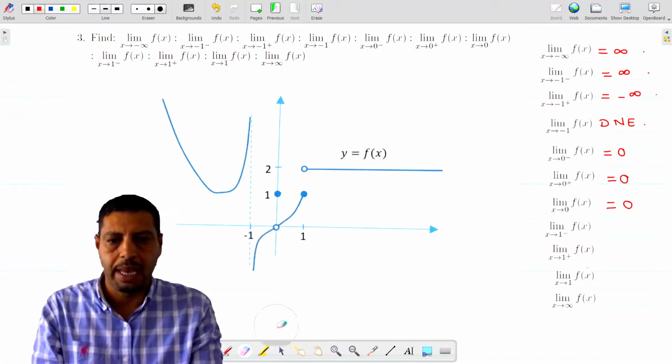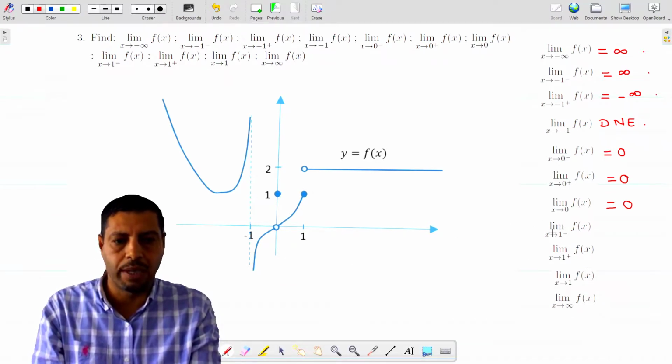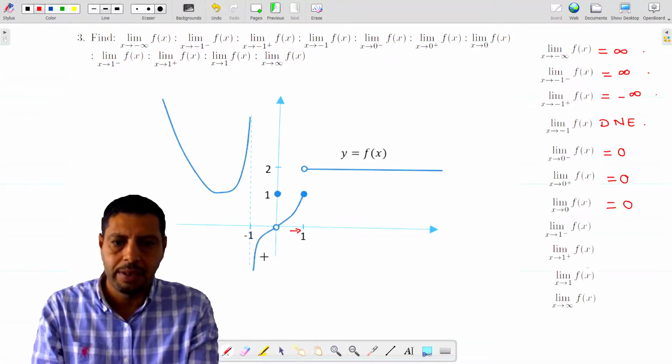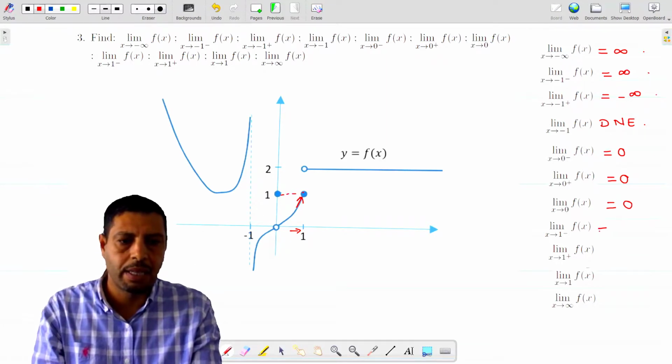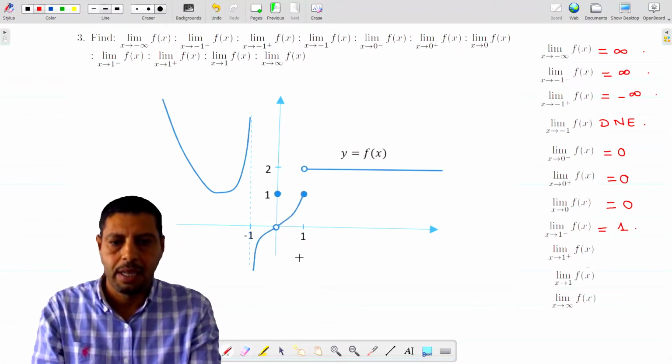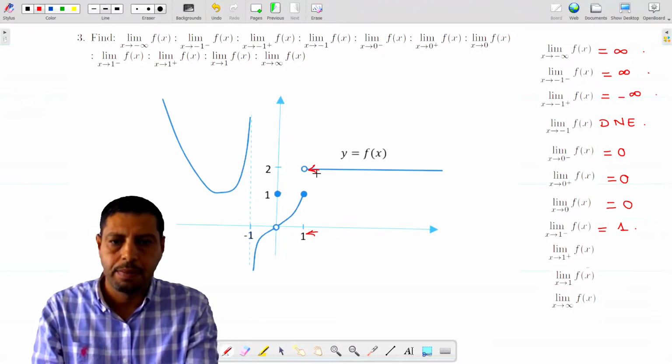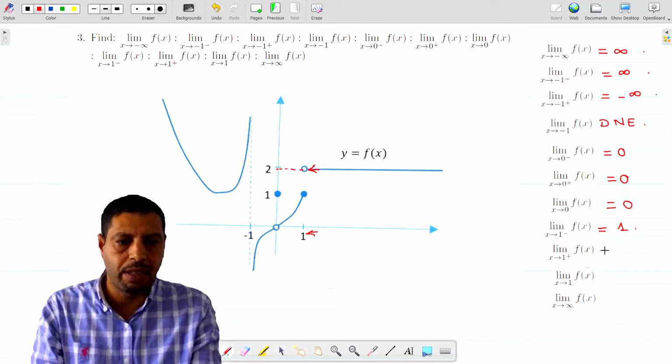Now let's move to x equals 1, and here we are going to compute the limit to the left of 1. When you go to the left of 1, the graph goes to this point, which has a y-coordinate equal to 1, therefore the limit to the left of 1 is 1. Now if you look at the limit to the right of 1, the corresponding graph is here, and this point has a y-coordinate equal to 2. So the limit to the right of 1 is 2. Since these two one-sided limits are different, the limit at 1 does not exist.